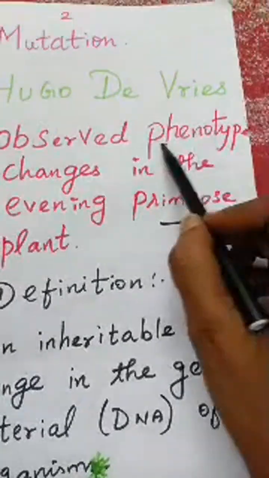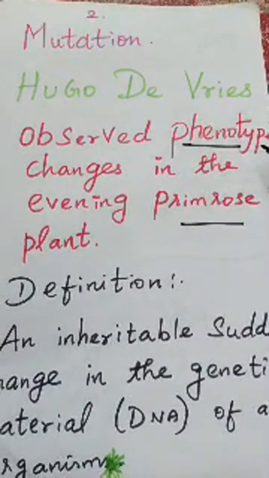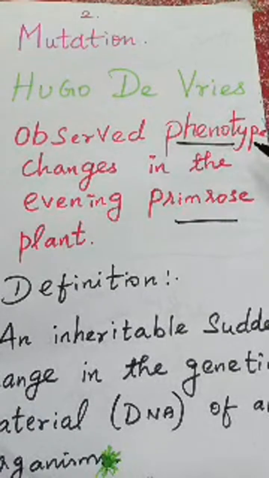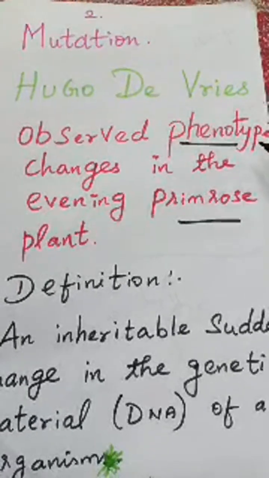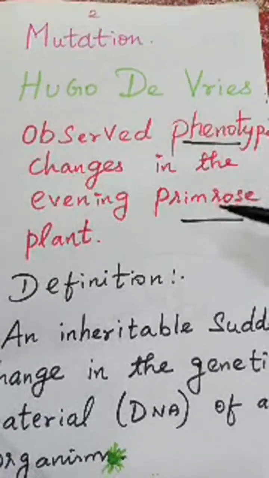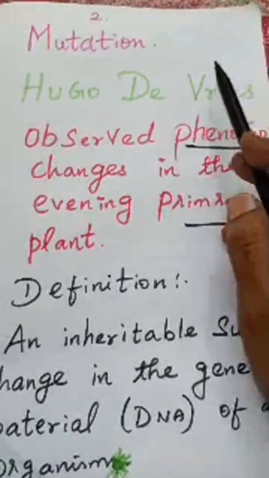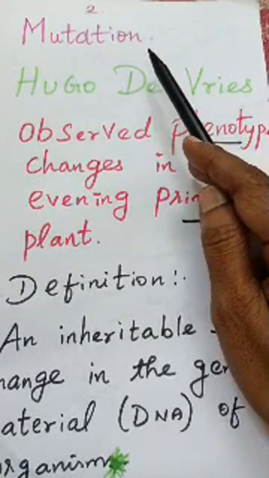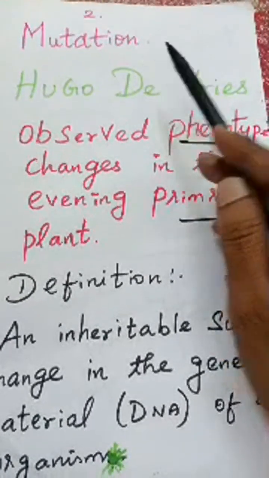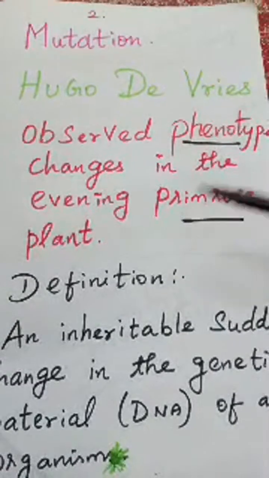In this evening primrose plant, phenotypic changes were observed by him. So what are phenotypic changes? Phenotypic changes are nothing but the physical traits, the physical appearance. These changes were observed in the evening primrose plant by the scientist Hugo de Vries. So he was the person who found the term mutation by observing the phenotypic changes in these plants.